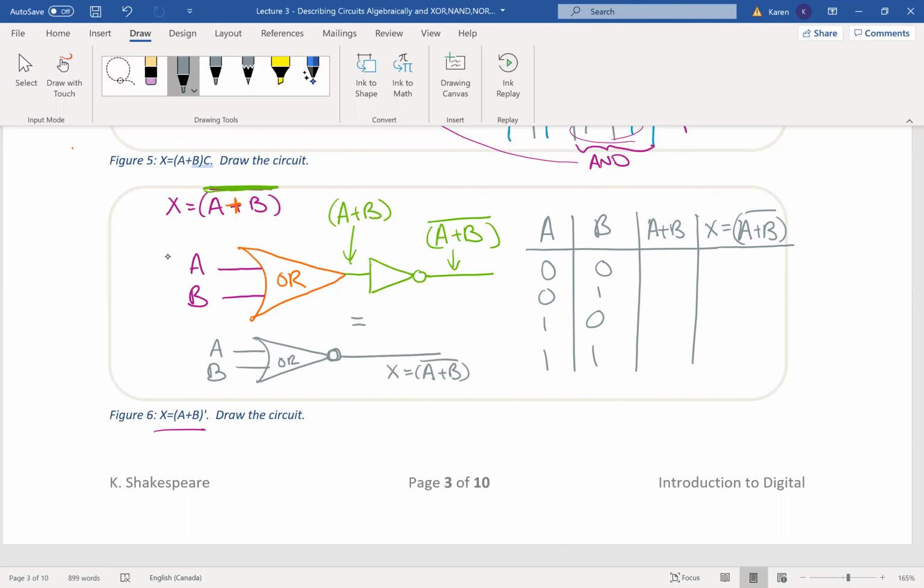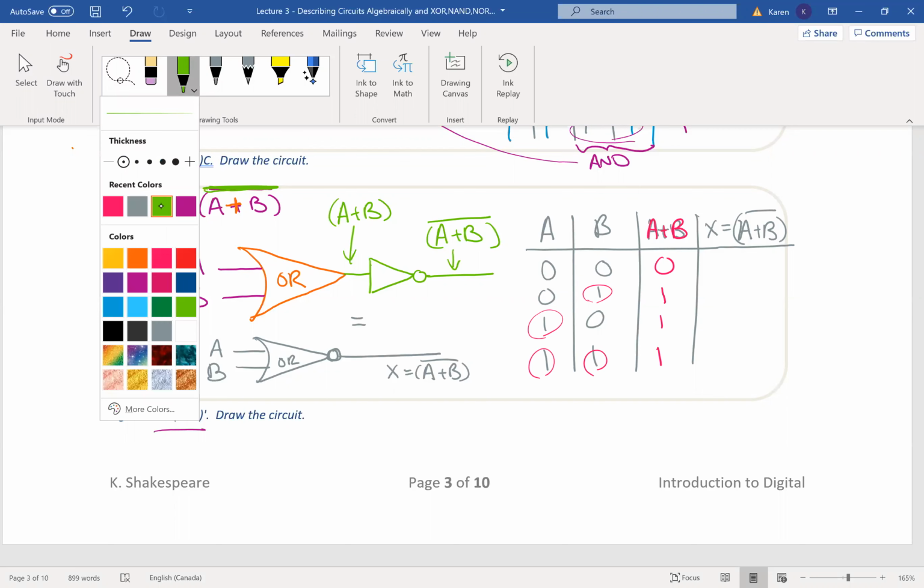Here, A or B is just simply a 2-input OR gate where the result is high if one of the inputs is high, or the other input is high, or both of the inputs are high. Otherwise, it's 0.